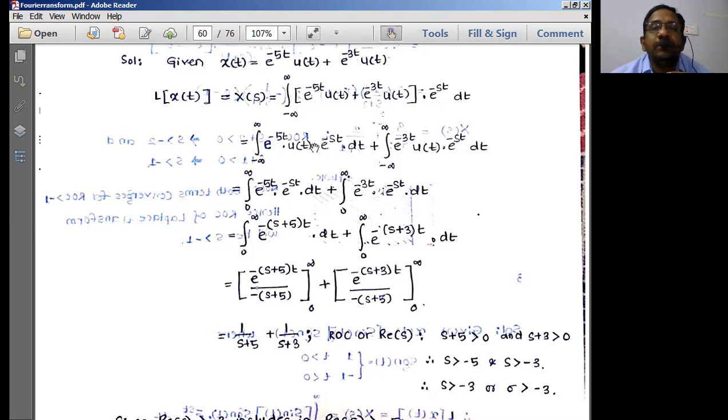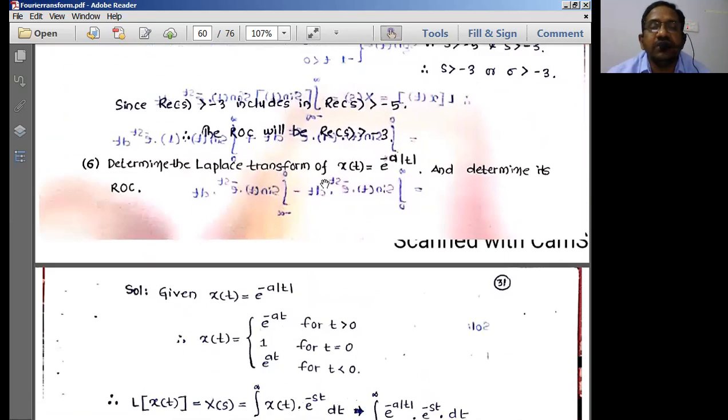So u of t is replaced with 1, and this minus infinity to plus infinity is replaced with 0 to infinity, because we have simply considered the existence of u of t in this particular equation. Okay, so all of the rest of the portions are going to be 0, because u of t is not there. When you multiply something with 0, what do you get?